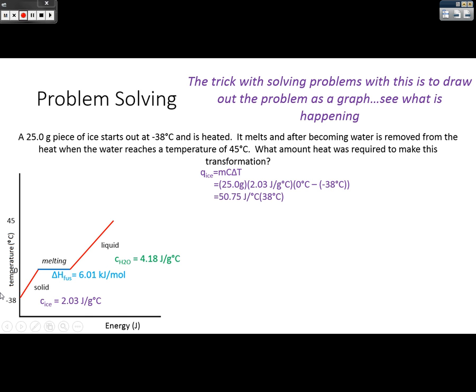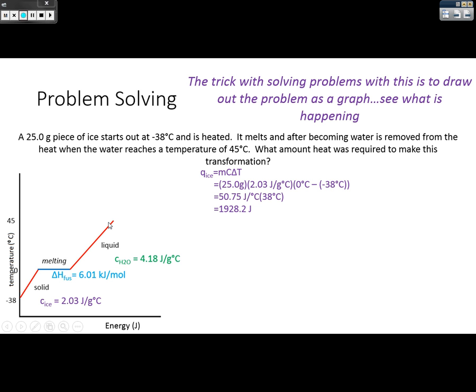If I do a little math there, I get 50.75 joules per degree Celsius, because my grams canceled out, times 38 degrees Celsius. Negative times a negative is a positive. And doing math again, I get 1,928.2 joules. The degrees Celsius canceled out. So that's how much energy it takes to just do that part of the graph. We still have two other parts.